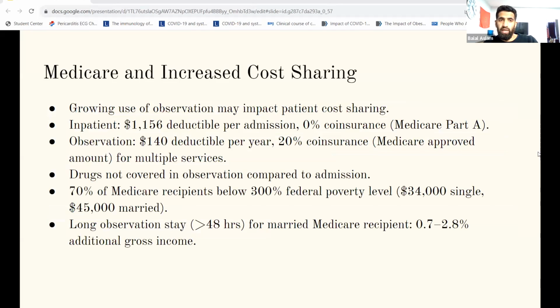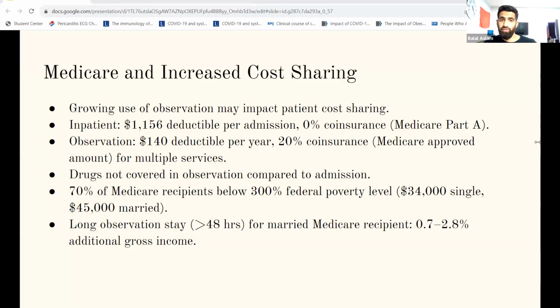I think something important to highlight and that we should all be aware of, since we're definitely going to be working in OBS units in our career as they're only going to continue to grow, is that a patient with Medicare on observation can have a significant economic impact. So an average Medicare inpatient is liable for an $1,156 deductible without any coinsurance. If you place that same patient on OBS, they have to pay a $140 deductible per year.